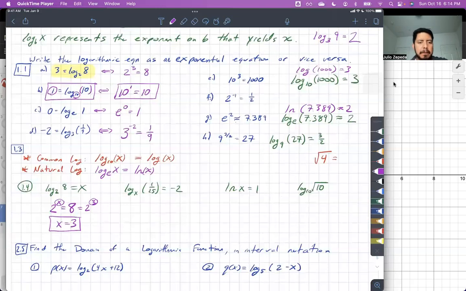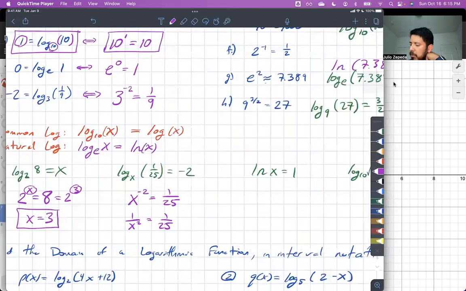So let's try that again with the second part of this problem. Let's write this in exponential form, or as an exponential equation. This would be the base raised to the other side equals 1 over 25. Now what can we do? x to the negative 2 is just 1 over x to the 2.